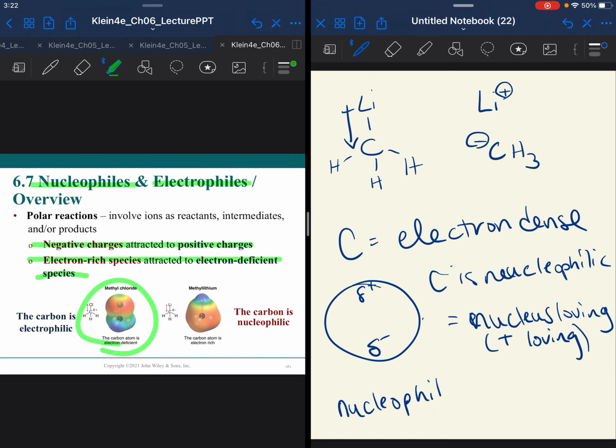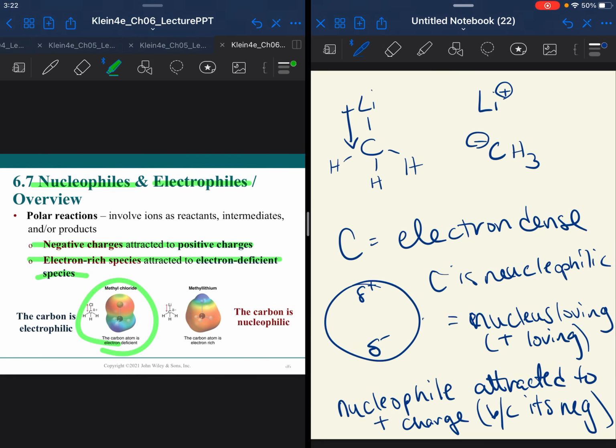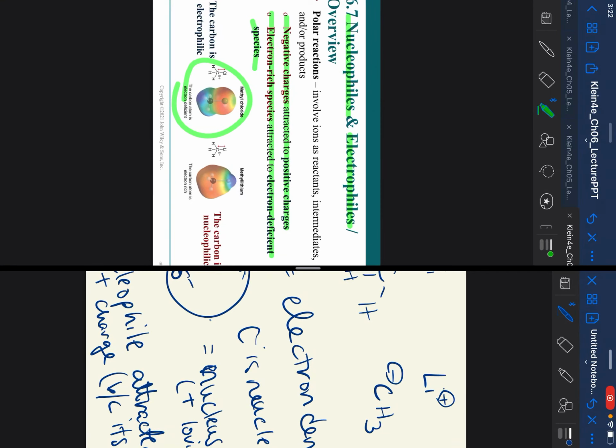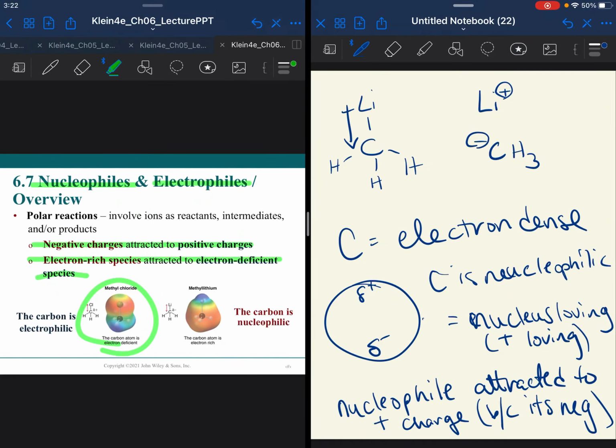Something that's negative, right? So a nucleophile is going to be attracted to positive charge because it's negative, right? Because it has a negative charge. And because so many of the steps that we are going to be looking at as we continue through our journey in organic chemistry and organic reactions, so many of the reactions are pushed forward because of a nucleophile being attracted to an electrophile. So this vocabulary is important.